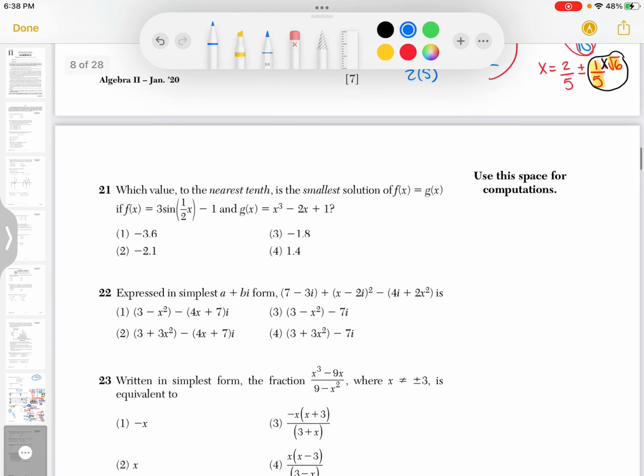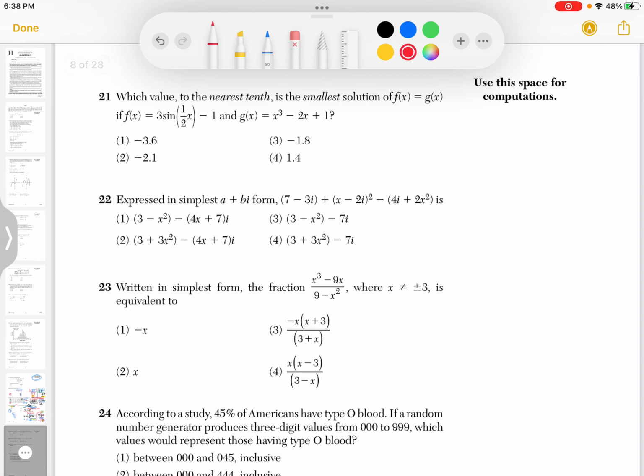All right, next and last page for multiple choice. So number 21. These ones are a little bit less work if that makes you feel a little bit better. 21 says, which value to the nearest tenth is the smallest solution of f of x equals g of x if f of x equals blah and g of x equals blah blah?